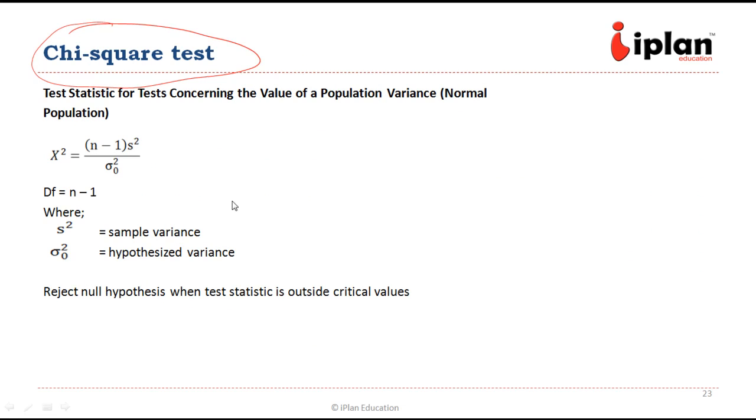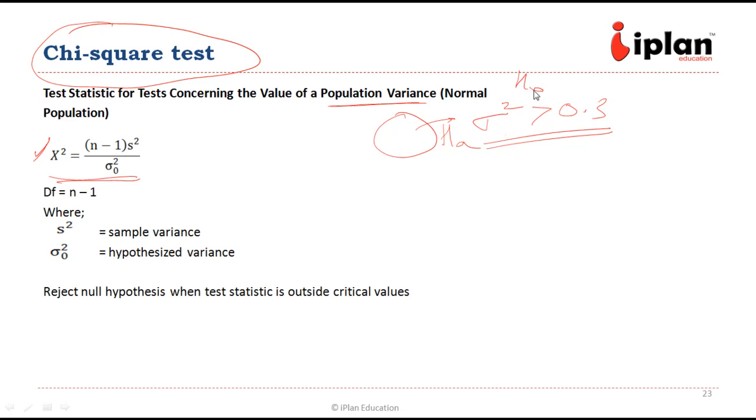Chi-square test. This test statistic is used when we are comparing the population variance with an absolute number. For example, there is a population and we need to test that the population variance is greater than, say, 0.3. So if this is what we want to test, this is our alternate hypothesis. H naught is sigma square is less than or equal to 0.3, our null hypothesis.